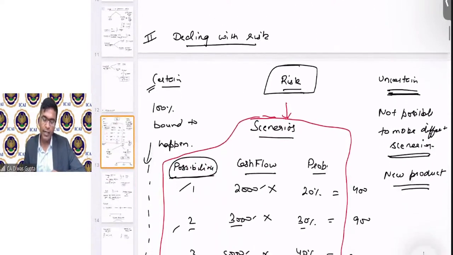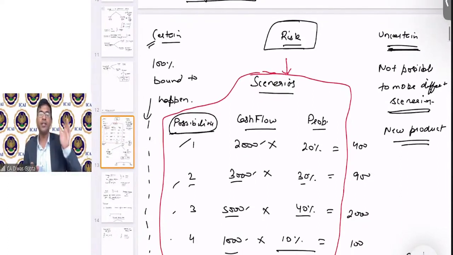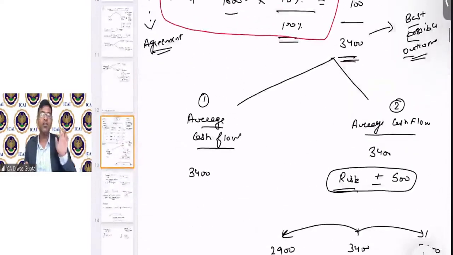Then the next part we studied was risk, how to deal with risk in capital budgeting. That discussion we started from the certain and uncertain definitions. Certain, we said, is something which is 100% bound to happen. Risk is something which has possible scenarios with probabilities attached to it. And uncertain is something we cannot even estimate, for example, a new product launch, in which case the cash flows will be uncertain. Then we studied that to measure the risk and the expected value, standard deviation and mean are used from the statistical standpoint.